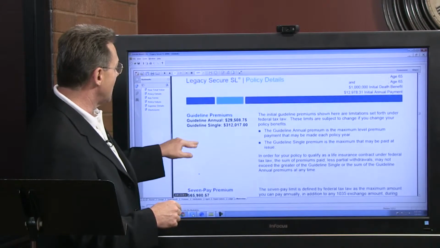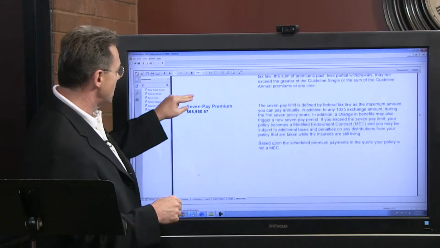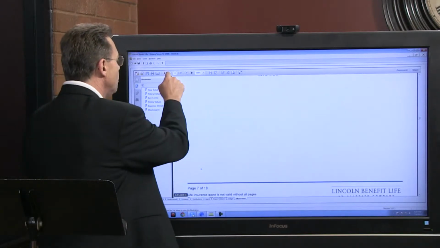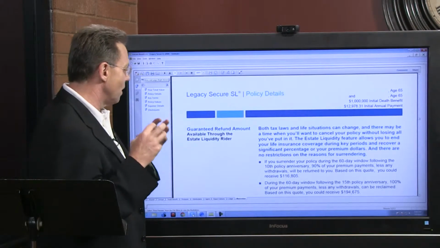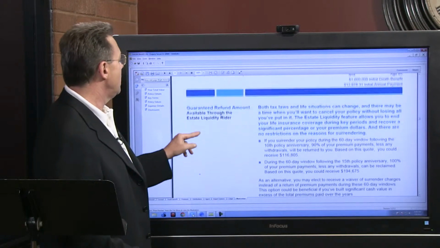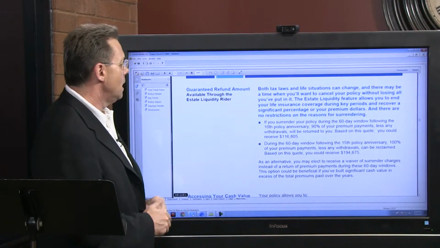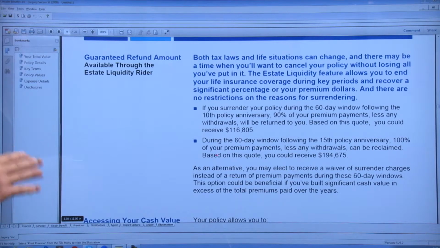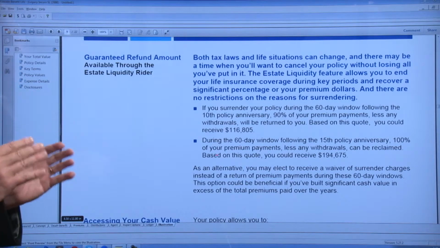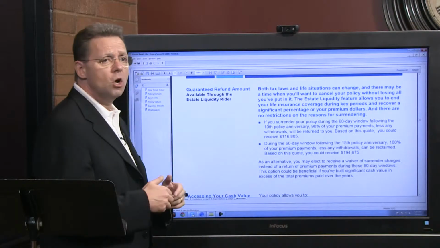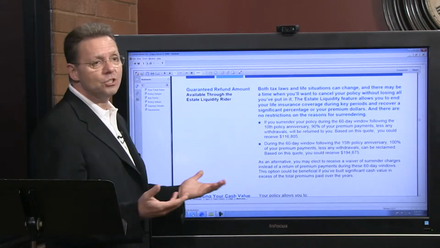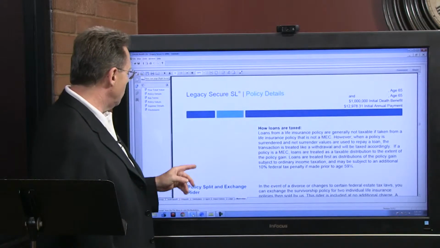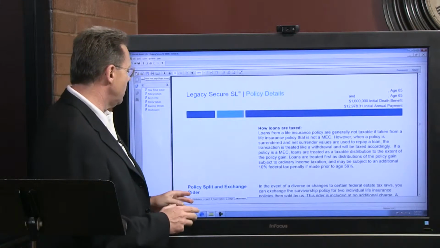And then it talks about the guideline, annual, and single, and the 7-pay test. And I wouldn't spend too much time on this with the client because most of the time that's a confusing kind of a law, but it has to be there for legal. And look at the guaranteed refund amount. Again, it walks you through the basic guaranteed refund, the thing we talked about, so that you can actually understand what am I getting, and if I have any kind of buyer's remorse for whatever reason, what is my cash out position less any surrender charge. Now, they also talk about loans and also using the split dollar and exchange rider.